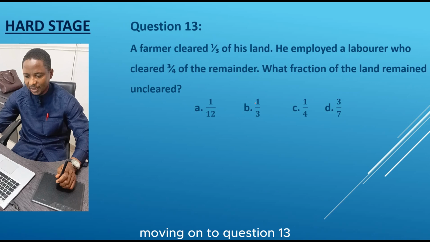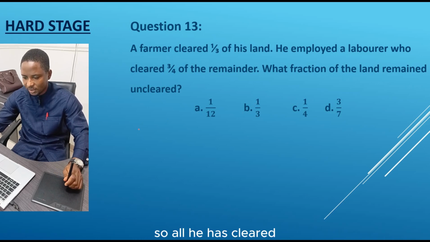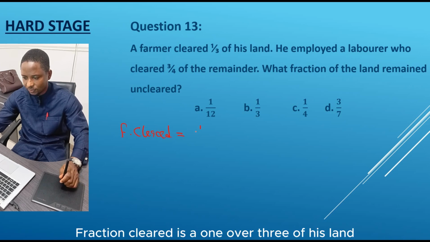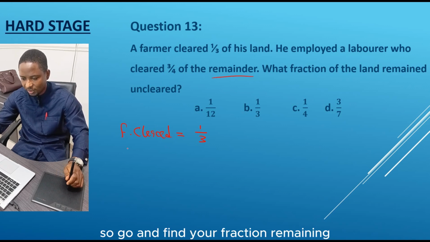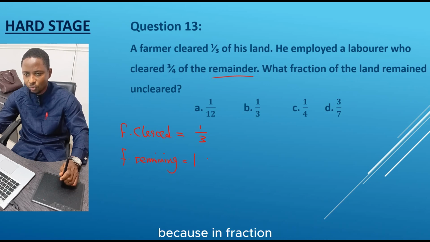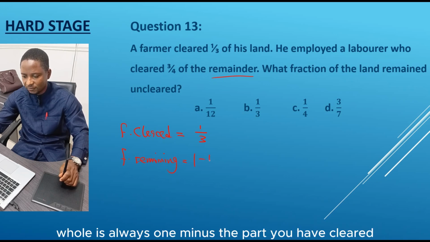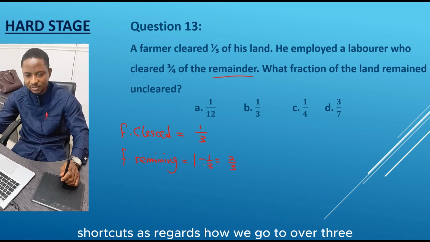Moving on to question 13. A farmer cleared 1/3 of his land. So the fraction cleared is 1/3 of his land. He employed a laborer who cleared 3/4 of the remainder. Pause, because there's a remainder there. So go and find your fraction remaining. In fractions, the whole is always 1, minus the part you have cleared, and that will give you 2/3. Shortcut as regards how we got 2/3.